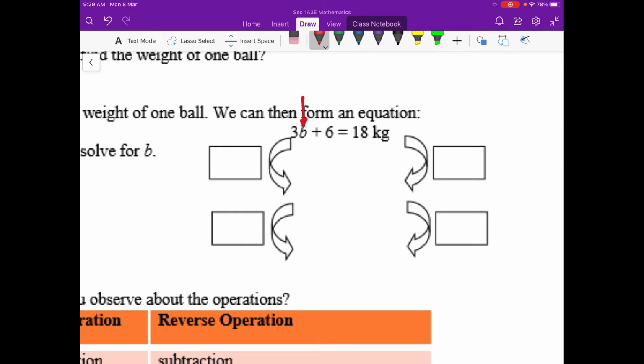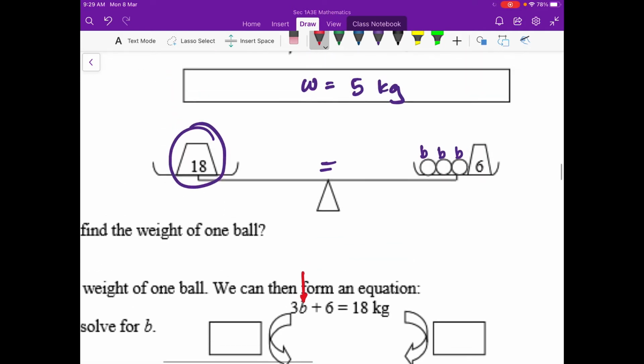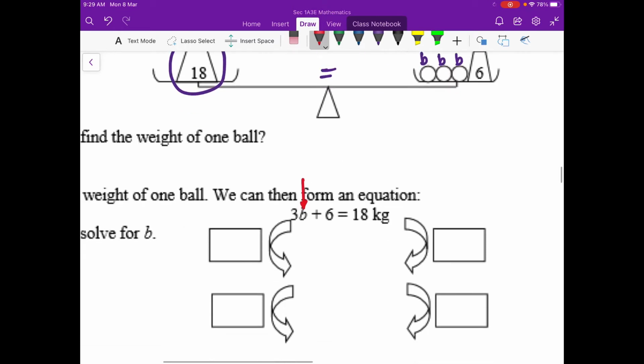So what can I remove first? Can I remove the 3 or can I remove the 6? Okay, what goes first? What should we remove first? Okay, looking at this diagram, what do we remove first? You remove the 6 first, right? How do you remove the 6? Okay, so this is another term that I'm going to be using very commonly. Removing something on both sides. Removing the 6 on both sides. How do we do that? We will subtract 6 on both sides. Okay? So you minus 6 on both sides.